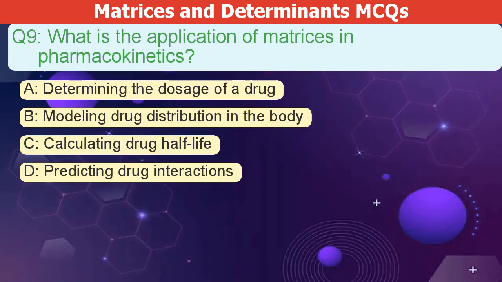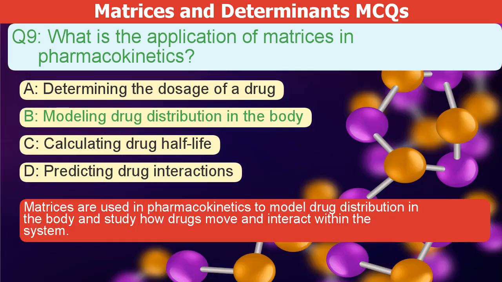What is the application of matrices in pharmacokinetics? A. Determining the dosage of a drug. B. Modeling drug distribution in the body. C. Calculating drug half-life. D. Predicting drug interactions. The correct answer is B. Matrices are used in pharmacokinetics to model drug distribution in the body and study how drugs move and interact within the system.